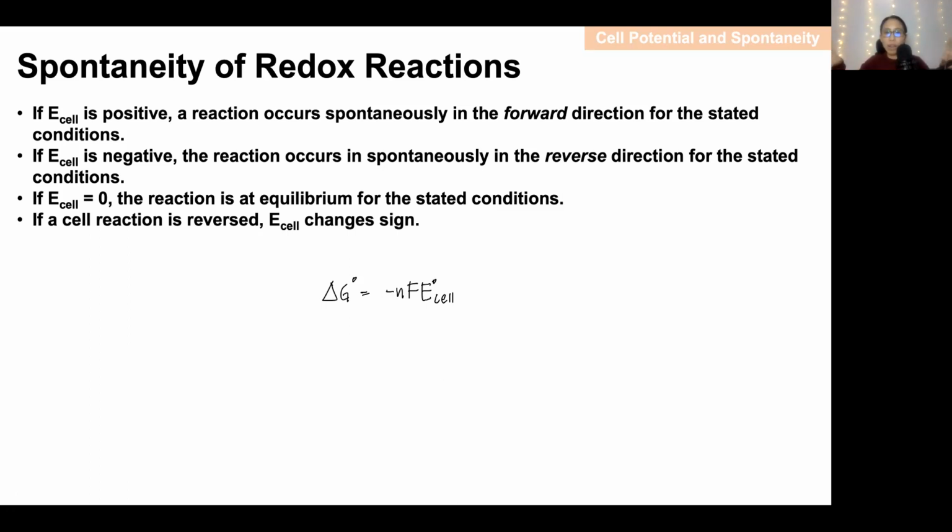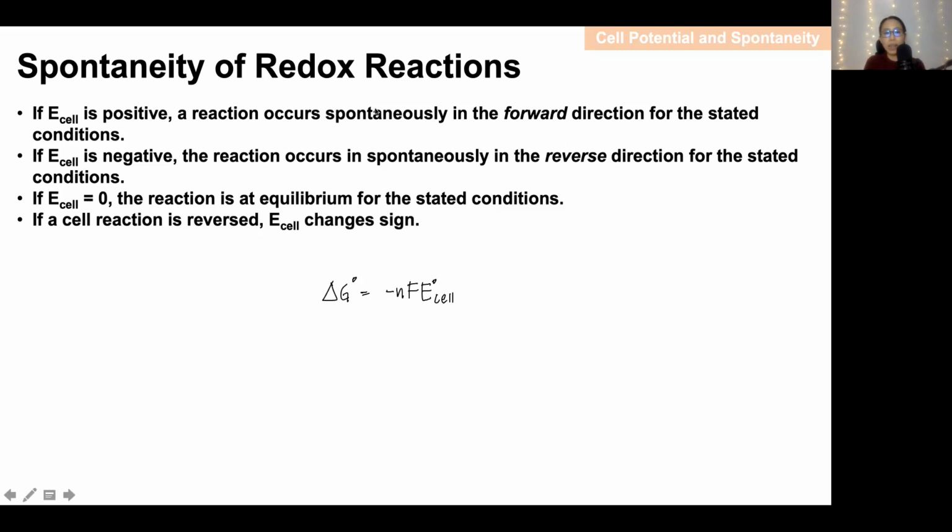So you have the reaction written, the reactants and the products. If the cell potential is negative, then the forward is non-spontaneous, but the reverse is spontaneous. So if you fix the setup such that your products will be the reactants and the reactants will be your products, then you have a spontaneous redox reaction. Again, if cell potential is 0, the reaction is at equilibrium for the stated conditions.